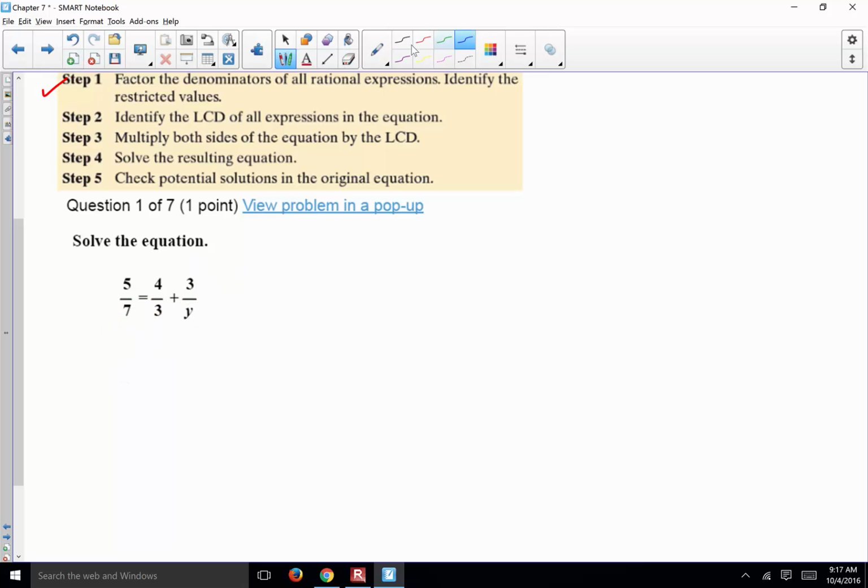Step 2, identify the right LCD between these 3 denominators. There are 3 denominators here, 7, 3, and y. I call this LCD the bullet.